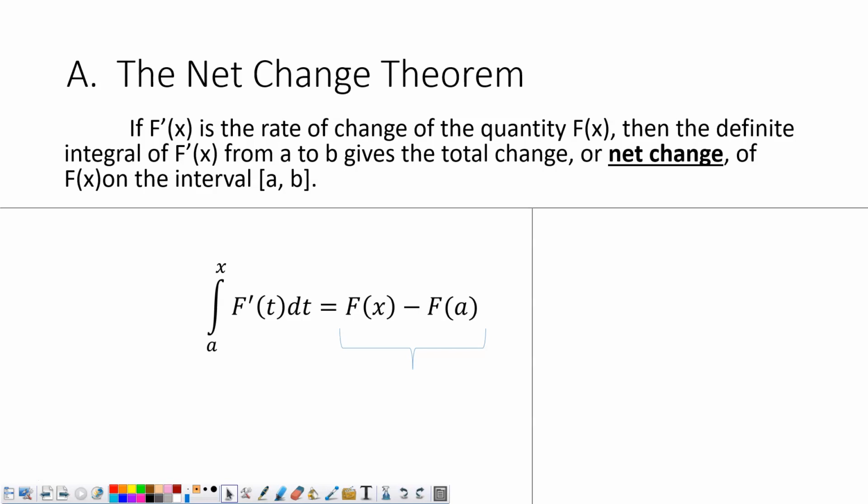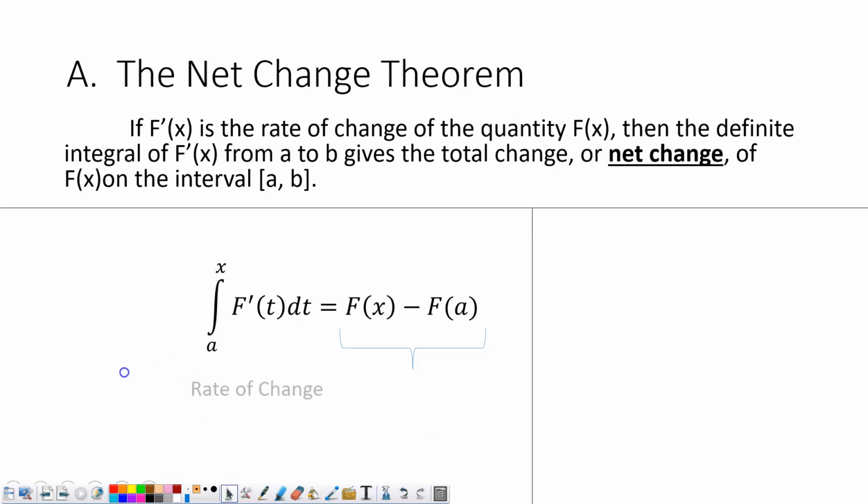If f prime of x represents the rate of change of quantity f of x, then the definite integral of f prime of x from a to b gives the total change or net change of f of x on the interval. So think of this as speed being multiplied by time, and you add all those up, it tells you the total distance, right? Rate of change times time tells you the total change in your original function, f. Okay?